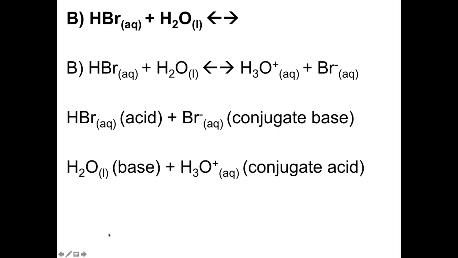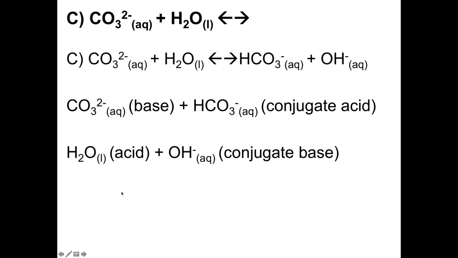Okay. So for B, HBr is an acid, so it's going to lose a hydrogen and become Br minus. And then water, H2O, is going to be the base, and so it's going to gain the hydrogen. So therefore, you're going to have H3O plus and Br minus. So HBr is going to be the acid, Br minus will be the conjugate base, water is going to be the base, and H3O plus will be the conjugate acid for that.